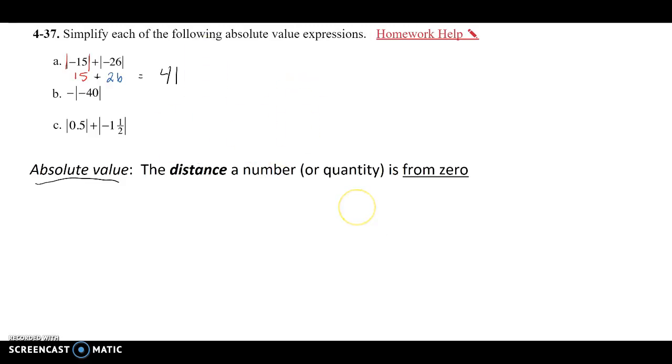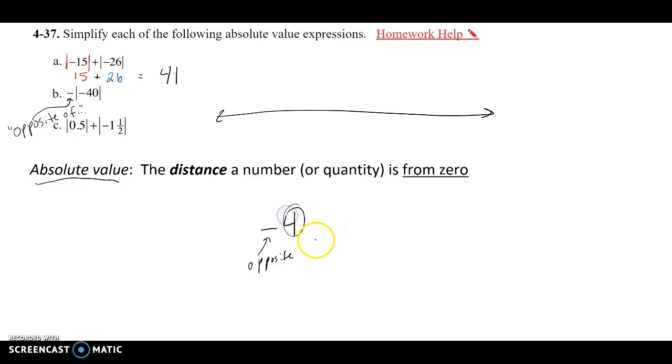What about this one, though? This one's a little bit weird. Here we have the negative of the absolute value of negative 40. I wouldn't think of that as the negative. I would think of that as the opposite of. Another way to think of a negative is as the opposite of something, right? Negative 4 is the opposite of 4, right? The opposite of 4 is negative 4.